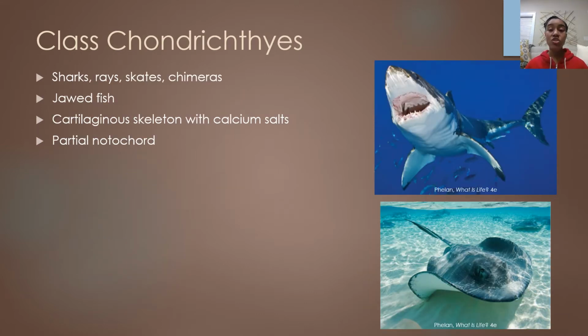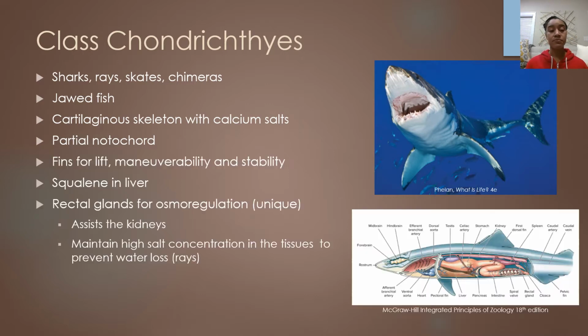Hagfish and lampreys were our jawless fish. Everything we talk about from this point forward has jaws. We'll begin by looking at the jawed fish that belong to class Chondrichthyes. These are our cartilaginous fish, and they include sharks, rays, skates, and chimeras. All of these fish have a complete skeleton that's composed of cartilage reinforced with calcium salts. This provides flexibility, but also structure and support to the animal. They have a complete vertebral column, but they do maintain part of their notochord.